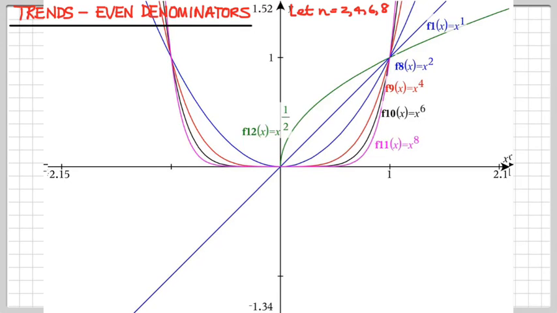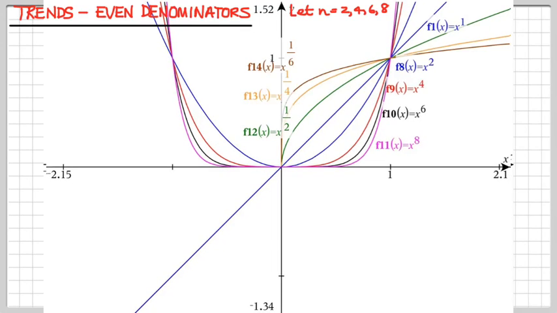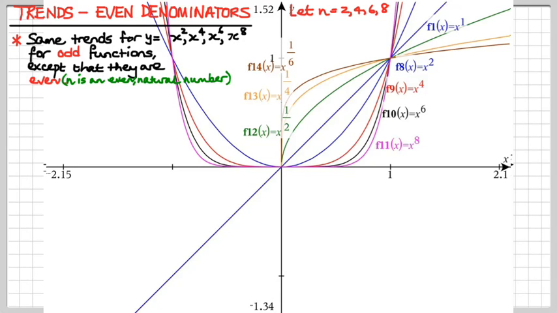Now, there's x to the half, there's x to the 4th, there's x to the 6th, and I haven't done x to the 8. X to the 1/8. I think I forgot. But you get the trend, don't you? My goodness, the trend is your friend.